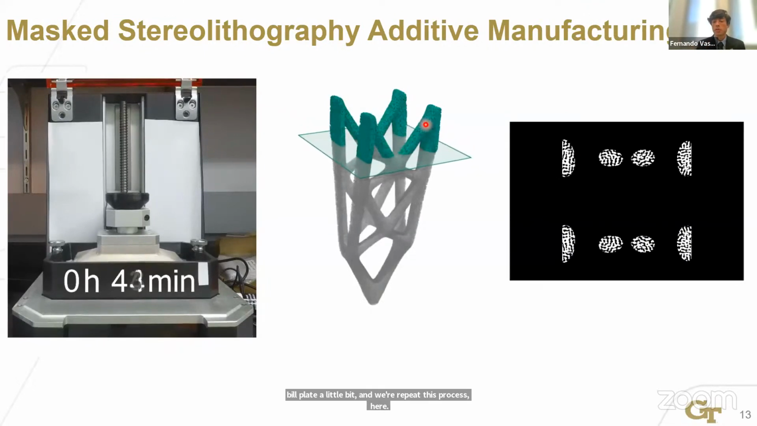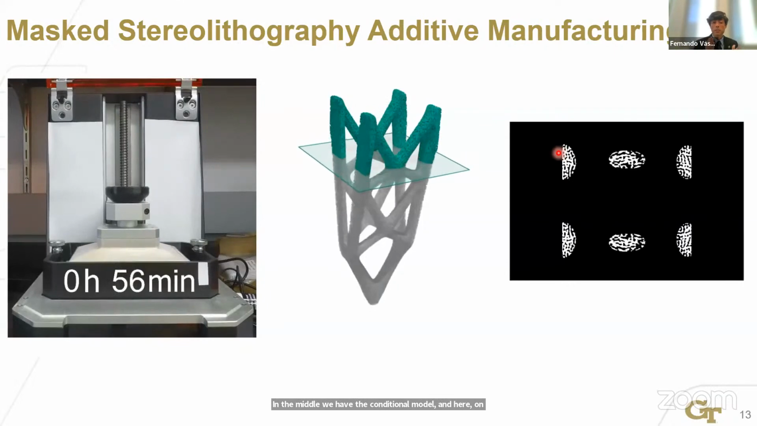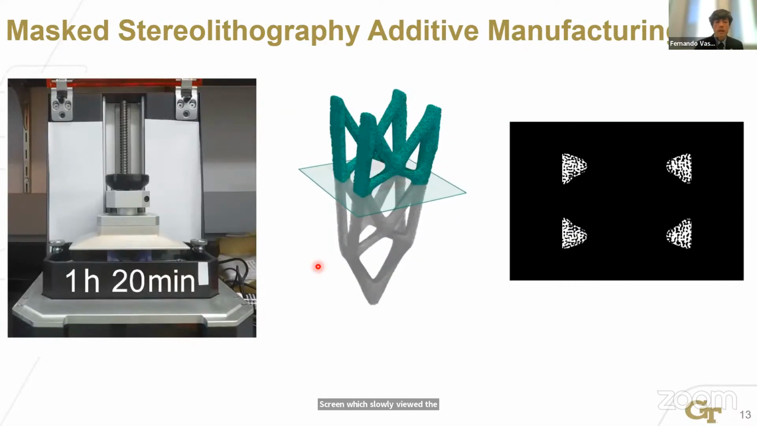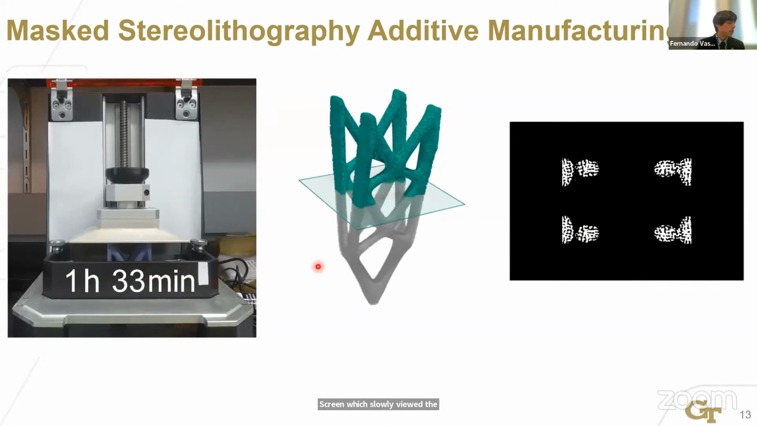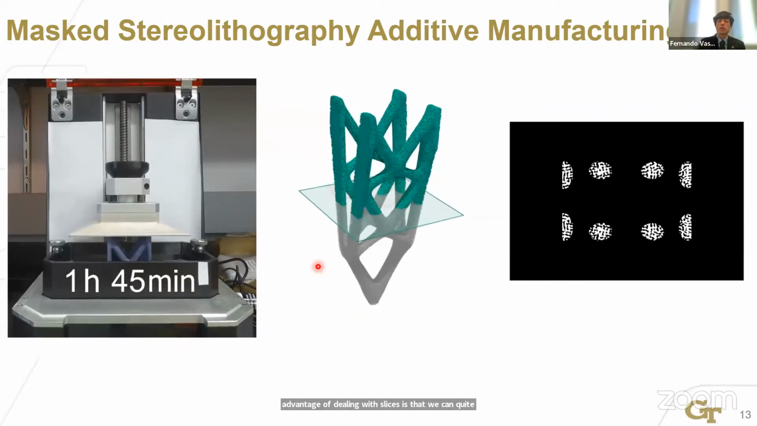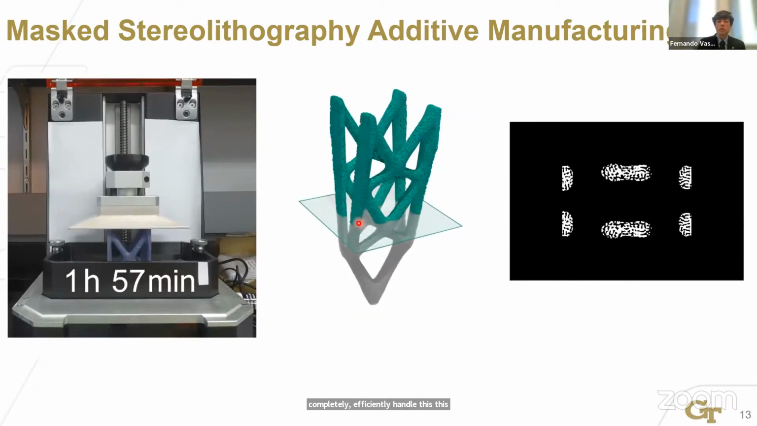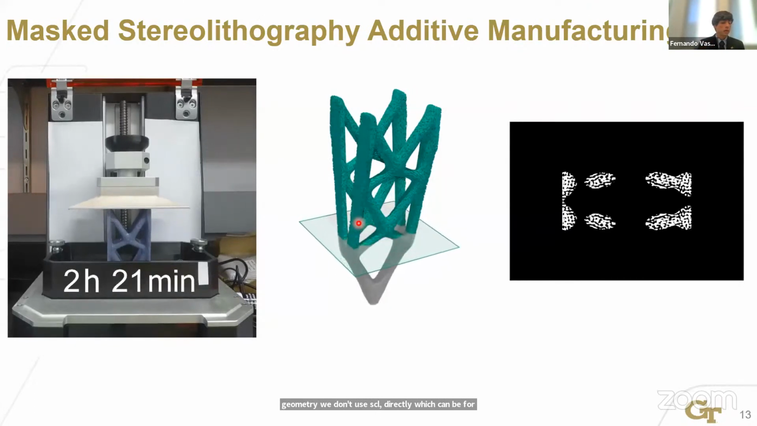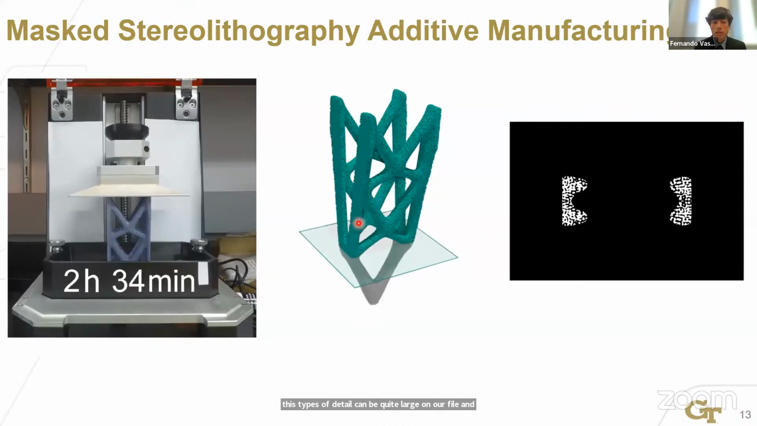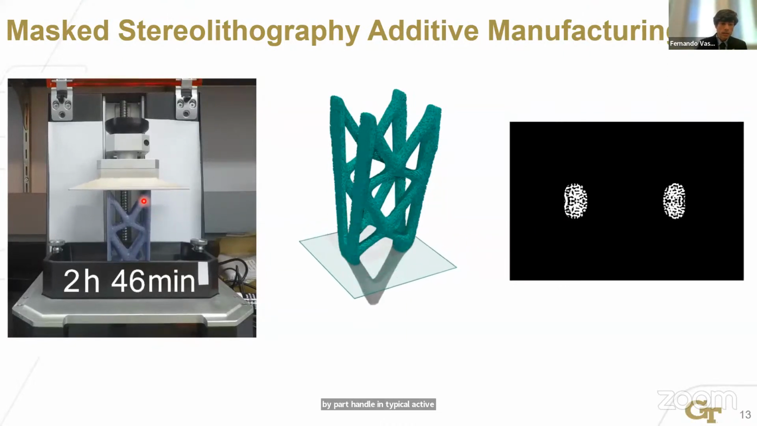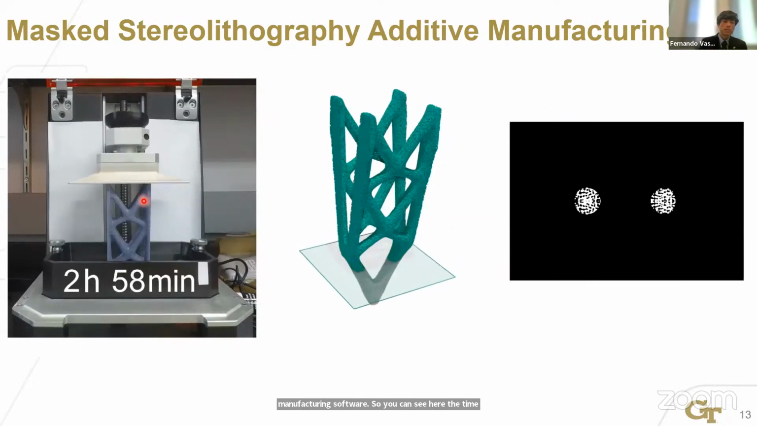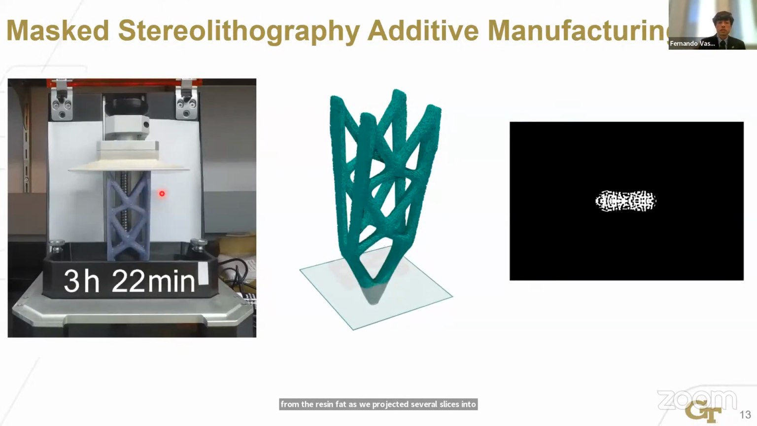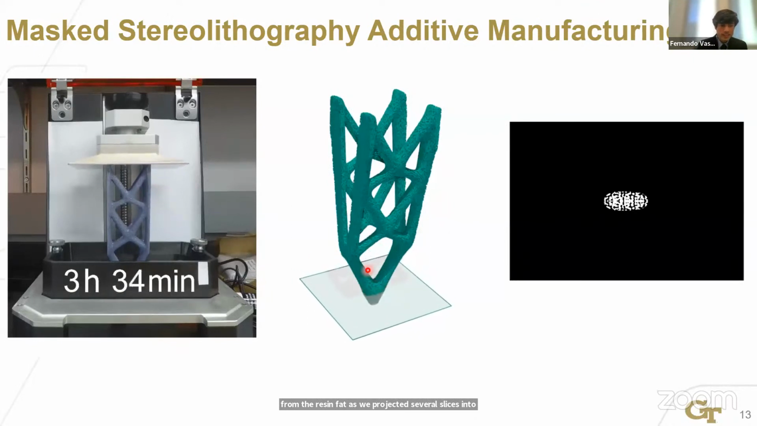Here in the middle, we have the computational model, and here on the right, we have the slices being projected onto the LCD screen, which slowly build the structure. Another advantage of dealing with slices is that we can quite efficiently handle this complex geometry. We don't use STLs directly, which for these types of detail can be quite large files and quite hard to handle in typical additive manufacturing software. You can see here the time lapse of the actual print being done and being raised from the resin vat as we project several slices onto the LCD screen. So, almost done.